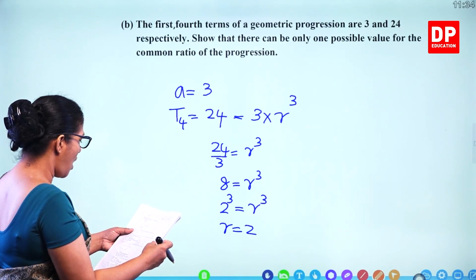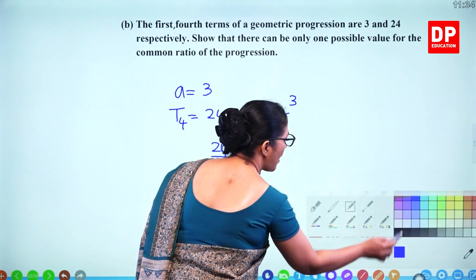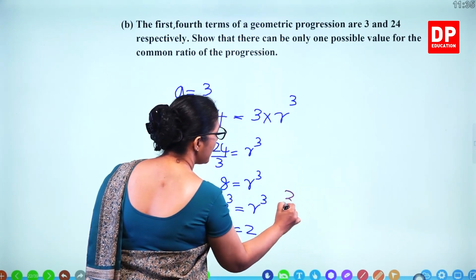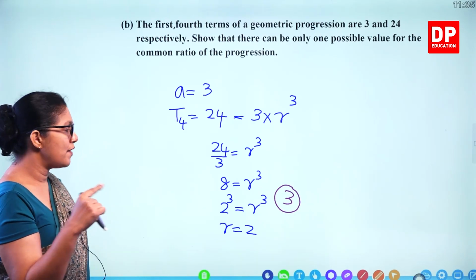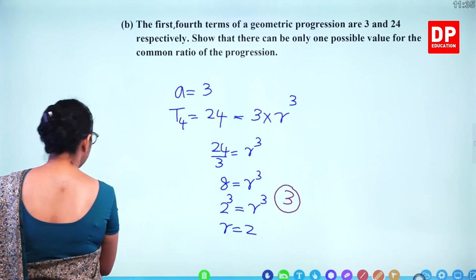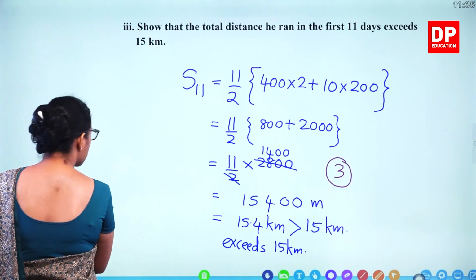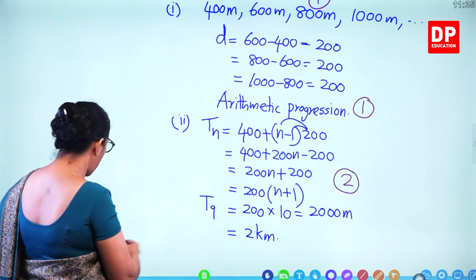So here how many marks? 3 marks for that part. You can't get negative because this is plus 8, only power 3. Cube root of that, you get only a positive answer. So 3, 6, 7, 8, 9, 10. 10 marks for that question.